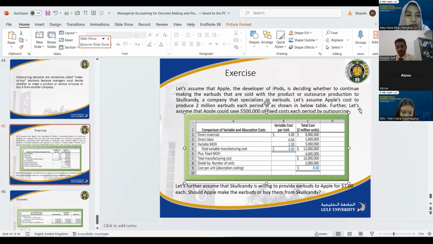Shareholders also review, but not by themselves. They have a board of directors who will review all the strategies used by the managers in relation to managerial accounting.